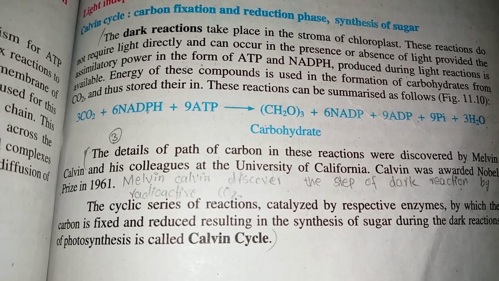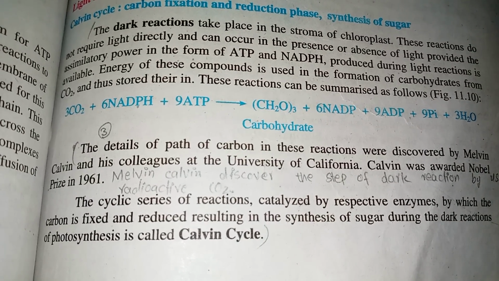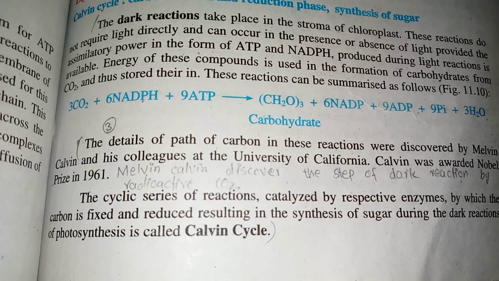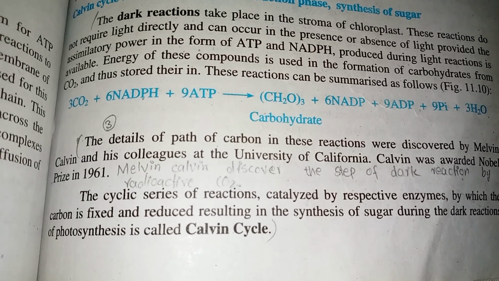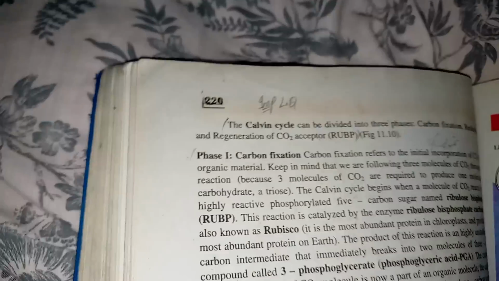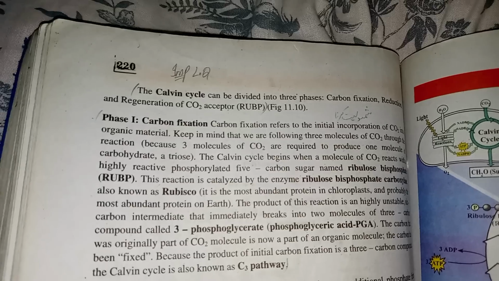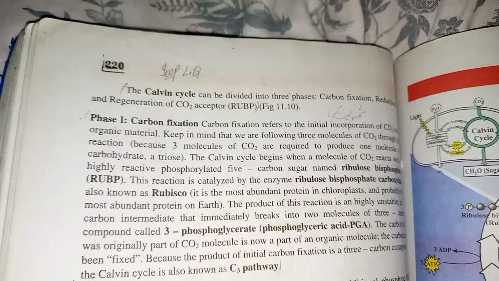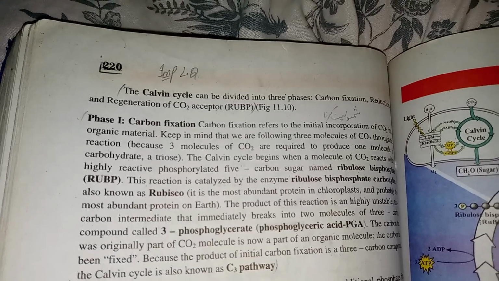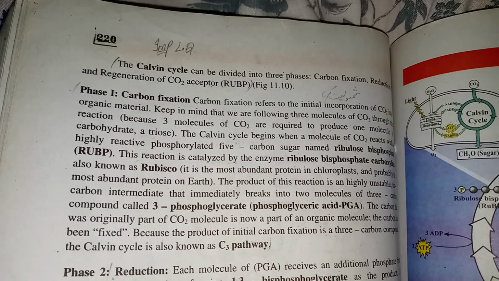The cyclic series of reactions by respective enzymes, by which carbon is fixed and reduced, resulting in the synthesis of sugar during the dark reactions of photosynthesis, is called the Calvin cycle. The Calvin cycle can be divided into three phases: carbon fixation, reduction, and regeneration of the carbon dioxide acceptor RuBP, figure 11.10.